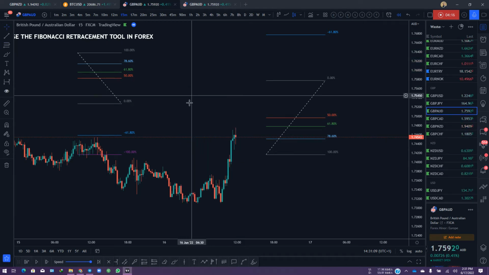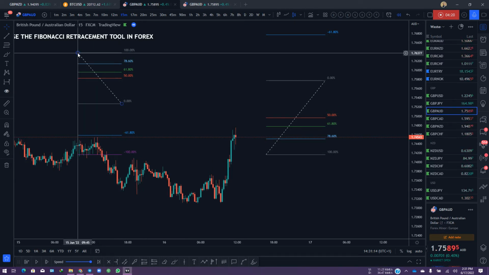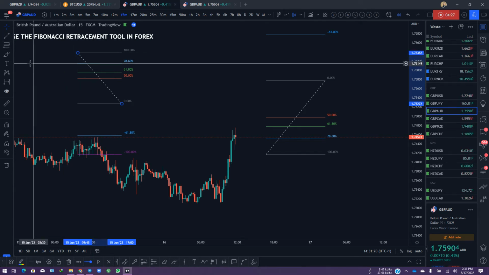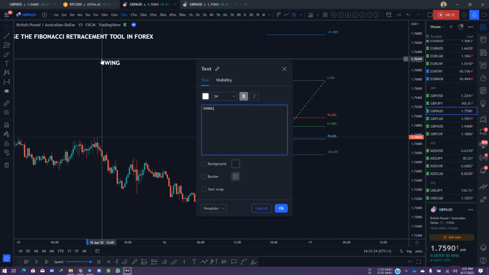So now let's look at those points. What is this 100%? What is this 0%? Basically, when it comes to the Fibonacci, you're looking for your swing high and your swing low. So I'm going to pull up a text. So let's say swing high, then swing low.